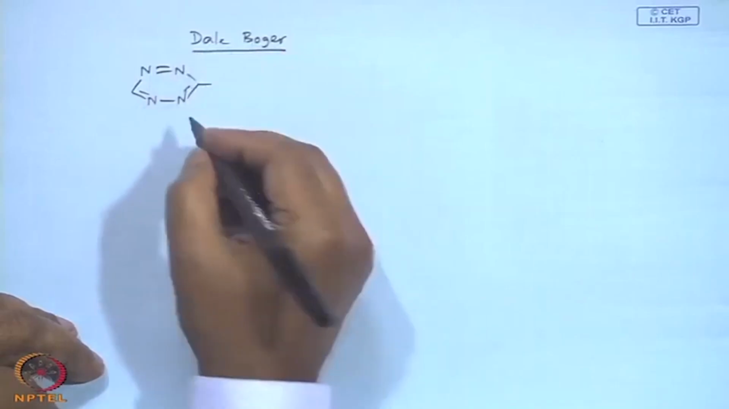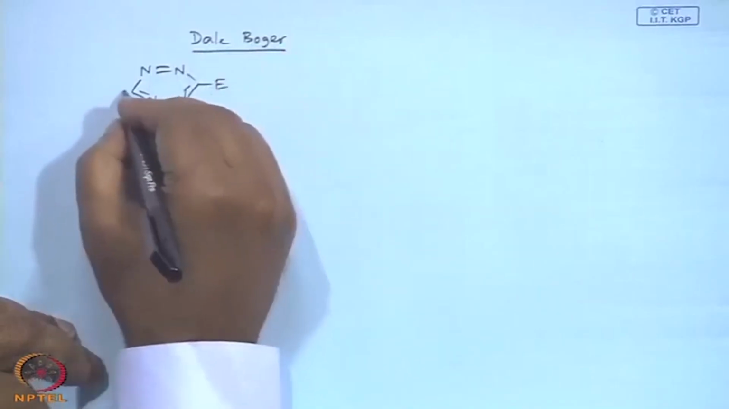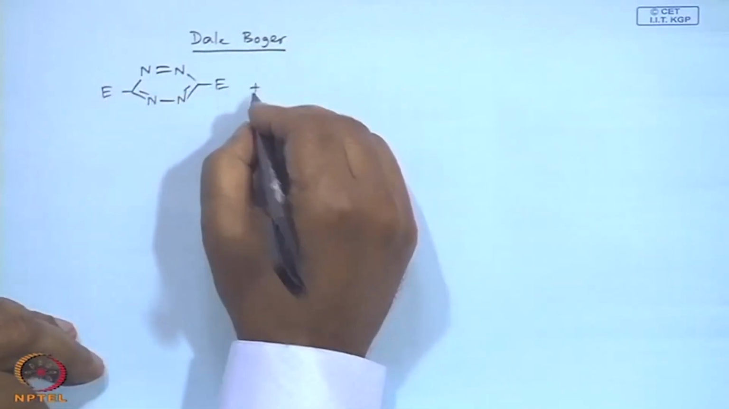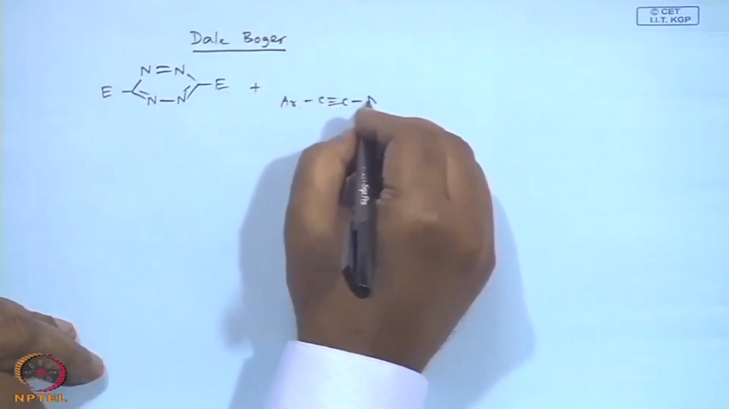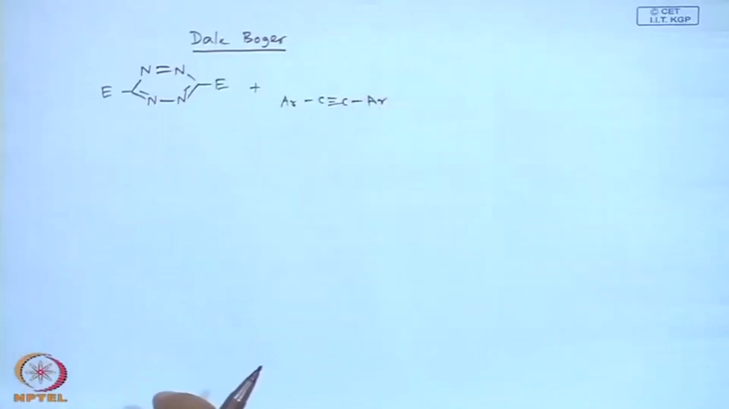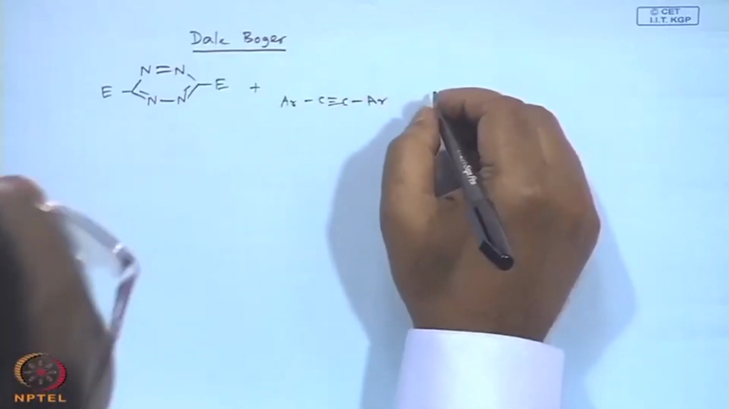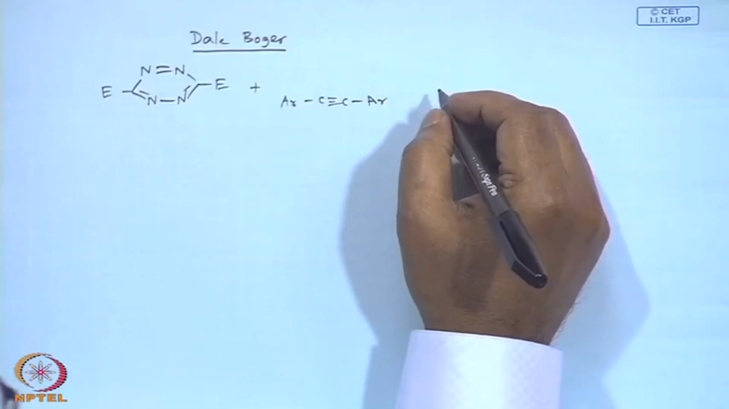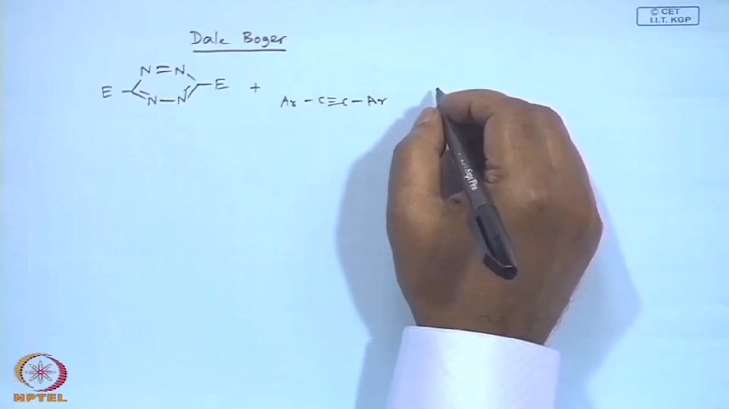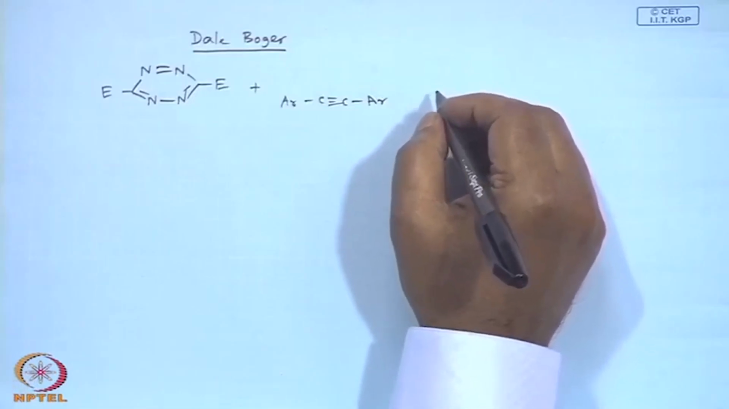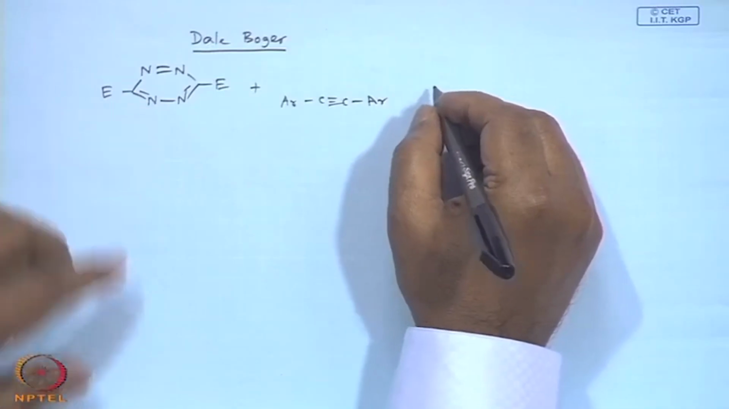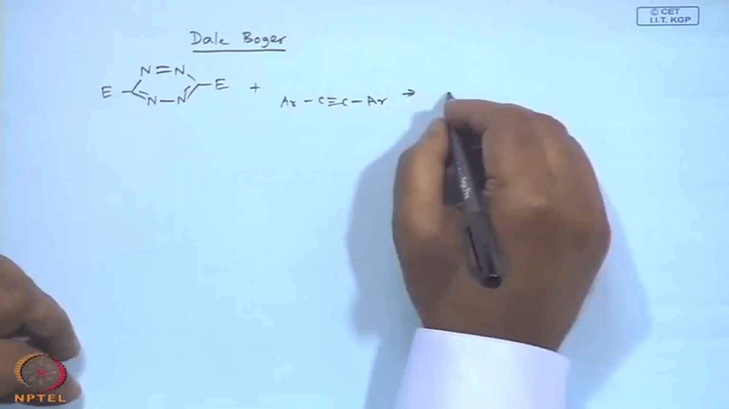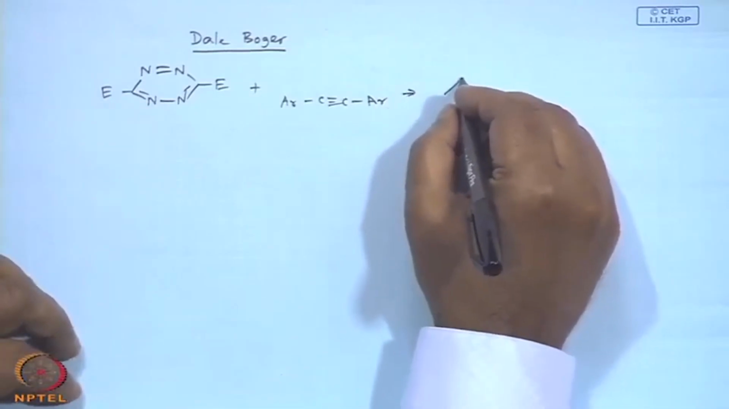There are many others who have used E here. If you mix it up with, let us say, a triple bond, then if you do not know what will happen, it is very difficult to make out. But since we know that tetrazine is a diene, it first undergoes Diels-Alder reactions.